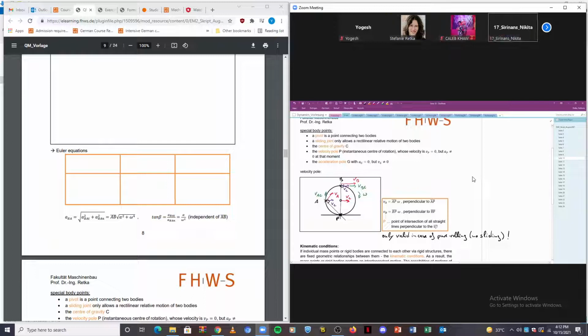I'm sorry, Professor. Quick question. The velocity pole won't work when we have moving ground, right? Yes. When the surface has a velocity, a relative velocity between cylinder and surface, yes. So it only works if the cylinder rolls along our surface. Thank you.